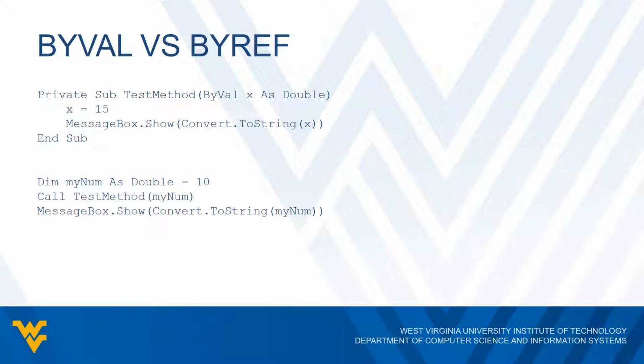We'll now take a look at a couple of sub-examples that help reinforce the difference between by-val and by-ref parameters.